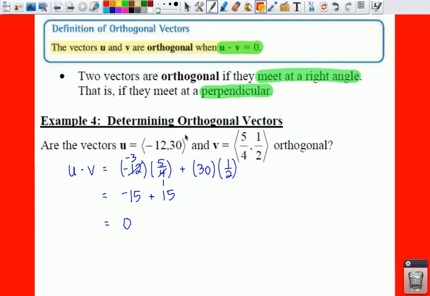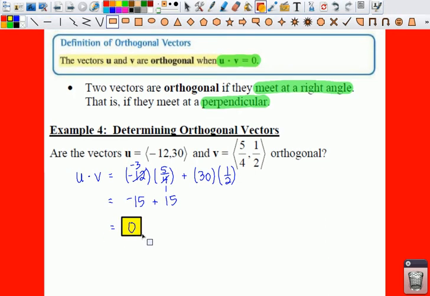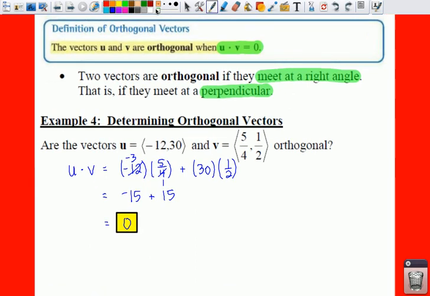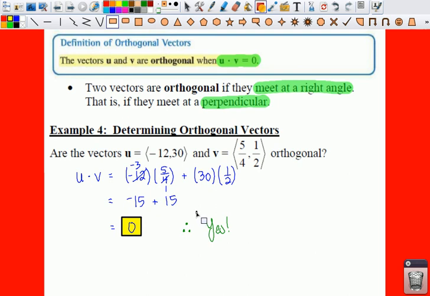So since you get a 0, that means that your two vectors are orthogonal. That means they meet at a right angle, also known as 90 degrees, so you just have to say yes. Ta-da! Love orthogonal.